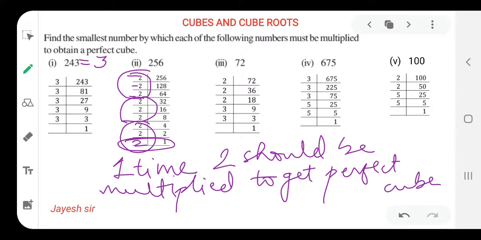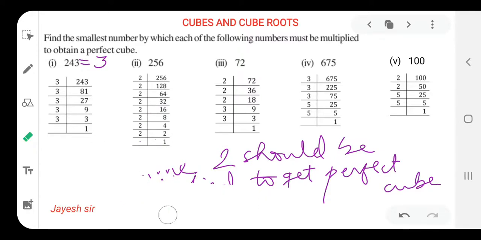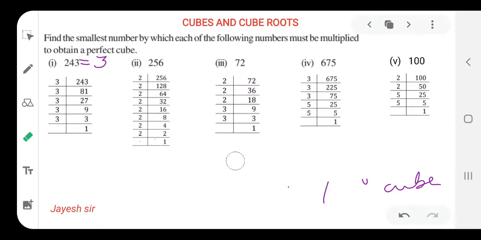This was the easier type of sum. We just need to find that it should be multiplied with which number. So here we have got that it should be multiplied with 2 to make it a perfect cube. After multiplying by 2, it will result in 5 and 2, that would be the cube. So here the answer would be 2. Now let us move to the next sum, that is 72.